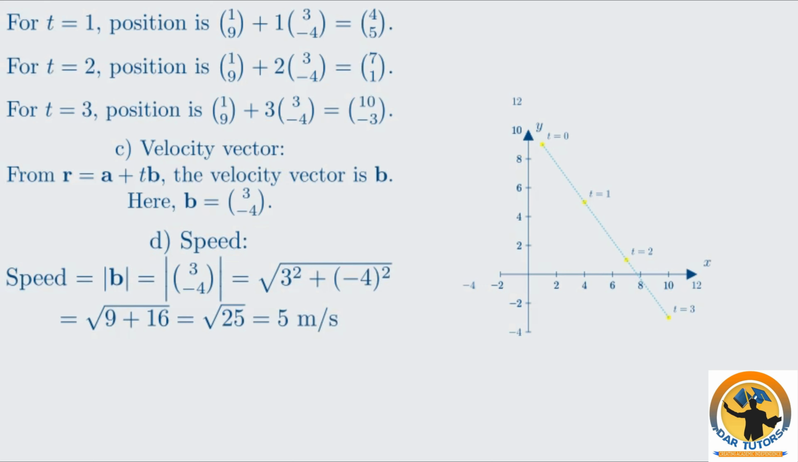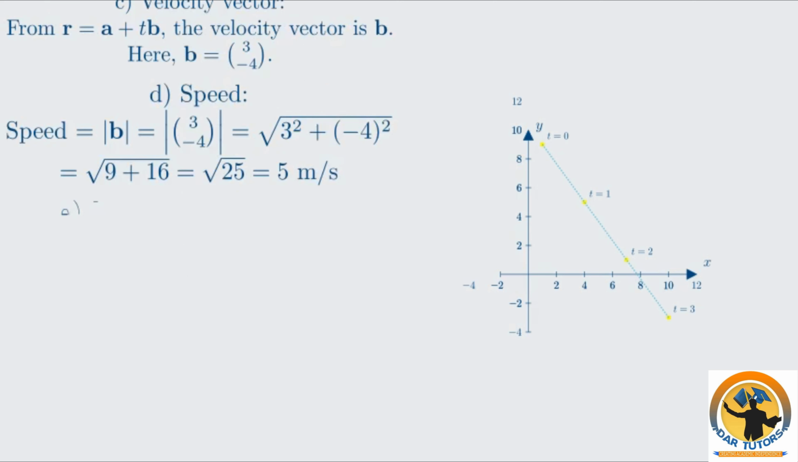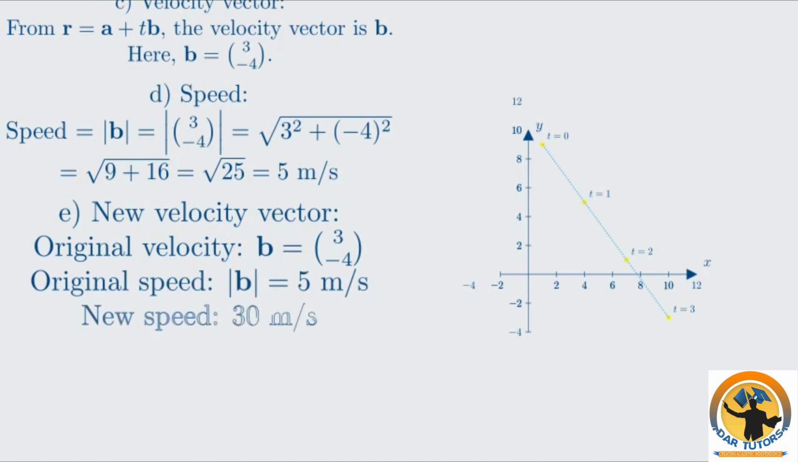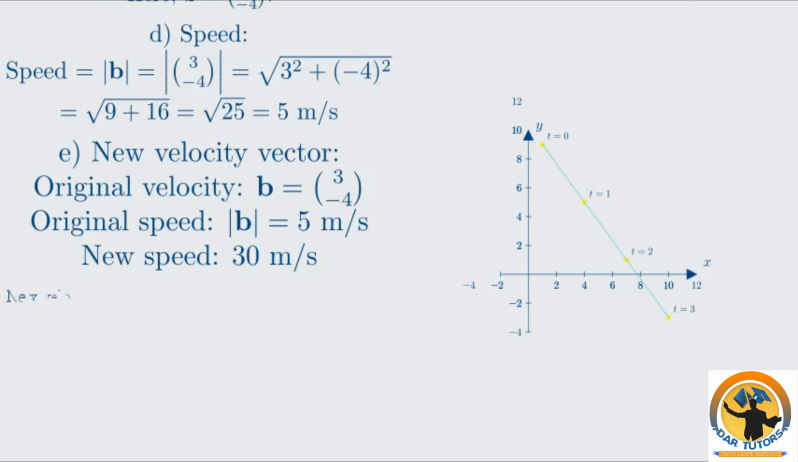Finally, part E, a new velocity vector. The problem states the object continues in the same direction, but increases its speed to 30 meters per second. The direction is given by our original velocity vector, 3, negative 4. The magnitude of this vector is 5. We need a new vector with the same direction, but a magnitude of 30. To do this, we find a unit vector in the direction of b by dividing b by its magnitude.